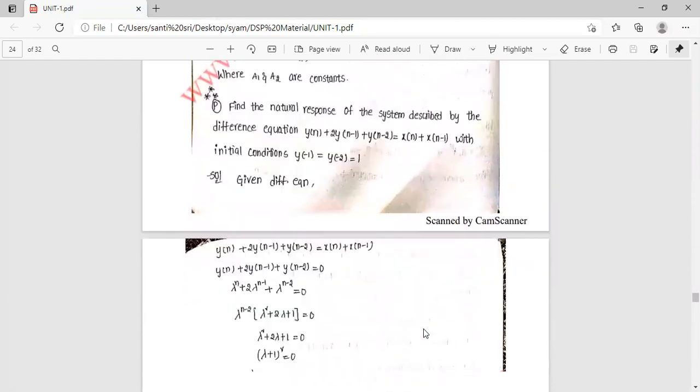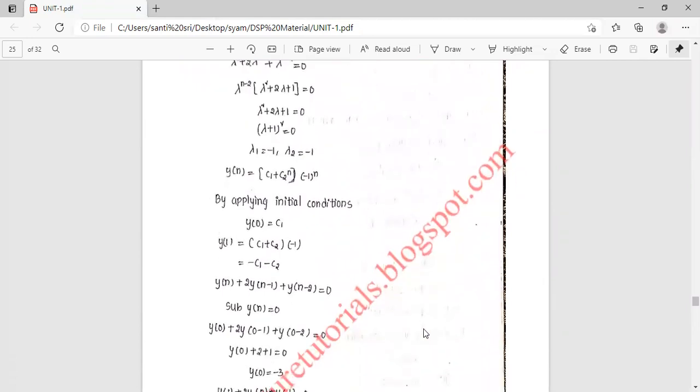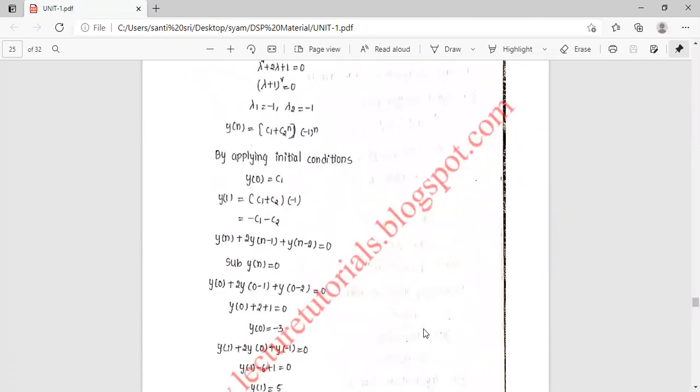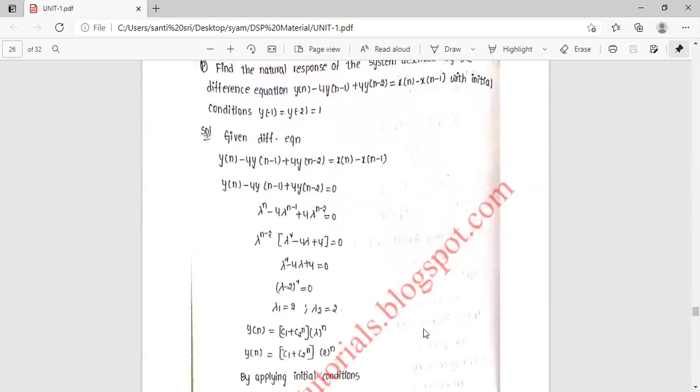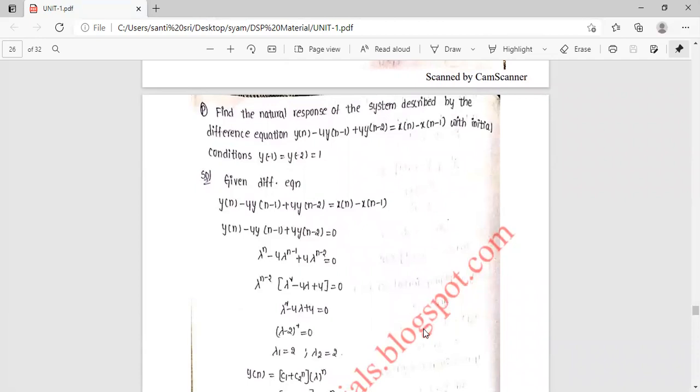We have already done this problem yesterday, and today this is the problem. Find the natural response of the system described by the difference equation y of n minus 4 into y of n minus 1 plus 4 into y of n minus 2 is equal to x of n minus x of n minus 1, with initial conditions y of minus 1 equal to y of minus 2 equal to 1. This is the given difference equation.